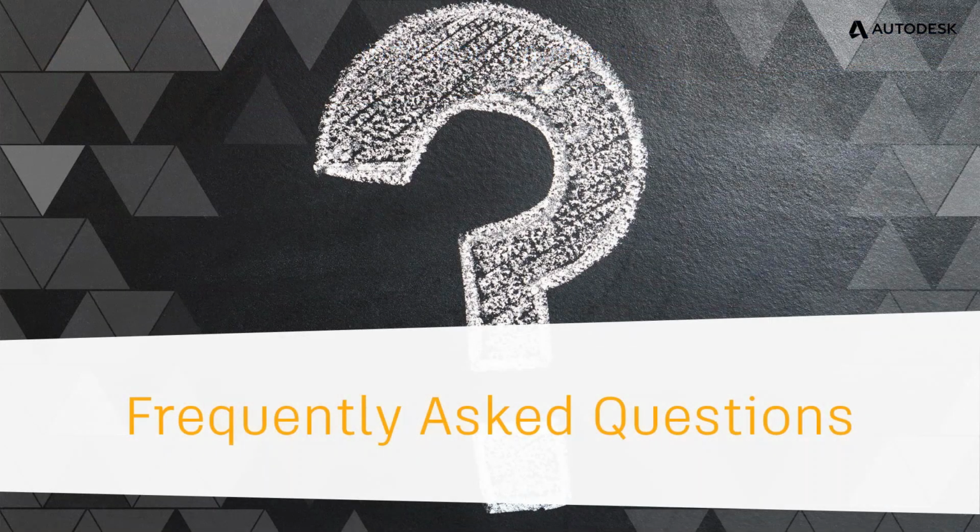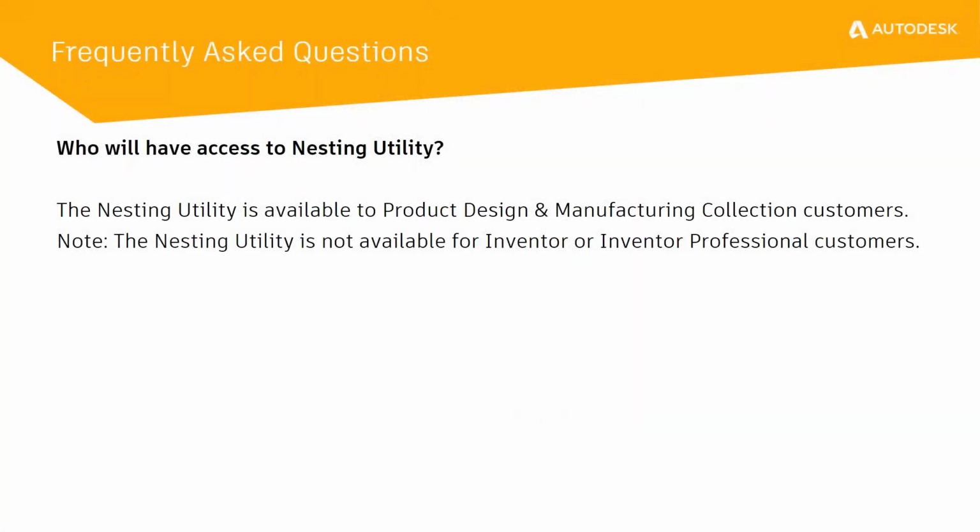So moving on to some frequently asked questions. Firstly, who has access to the nesting utility? Well, if you've got the product design and manufacturing collection, then you can get access to the nesting utility. For those of you who have Inventor or Inventor Professional, unfortunately, the nesting utility is only available as part of the product design and manufacturing collection.